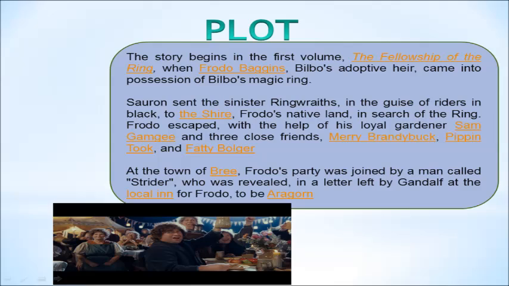At the town of Bree, Frodo's party was joined by a man called Strider, who was revealed in a letter left by Gandalf at the local inn for Frodo to be Aragorn. So Aragorn led the hobbits to Rivendell on Gandalf's request. However, Frodo was gravely wounded by the leader of the Ringwraiths, though he managed to recover under the care of the half-elven Lord Elrond.